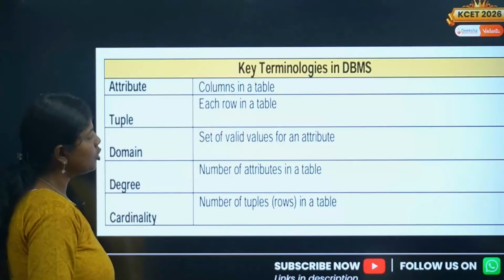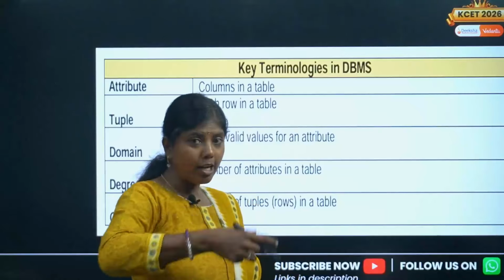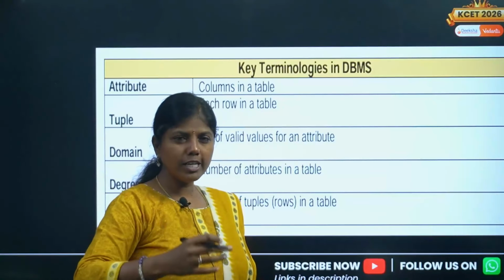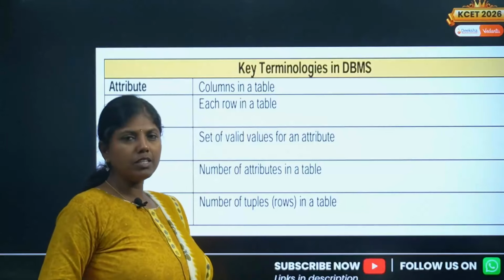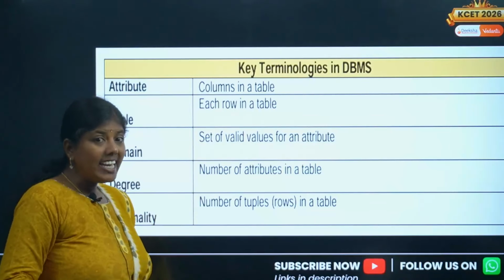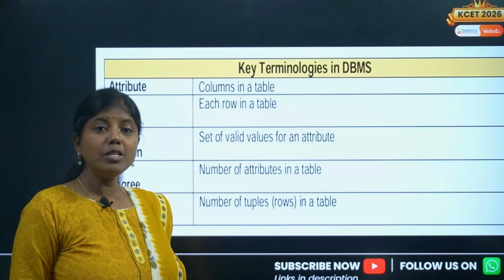Then we have a domain, a set of valid values for each column. For example, date of birth is going to be 2015, 2016, 2017, 2018, something. The set of values for a particular column is called as the domain, and the number of attributes in a table is called as the degree. Degree means what? Number of attributes.